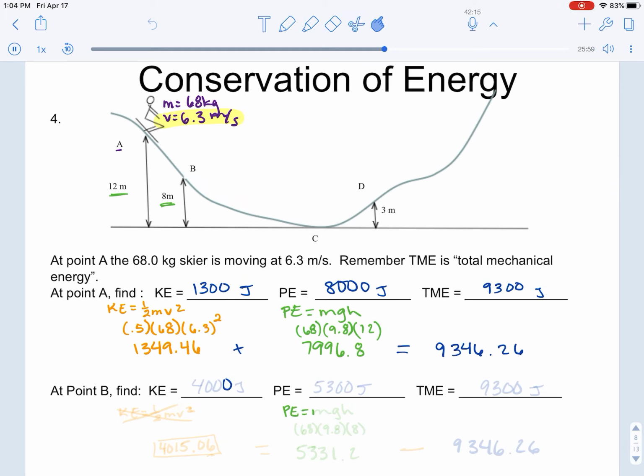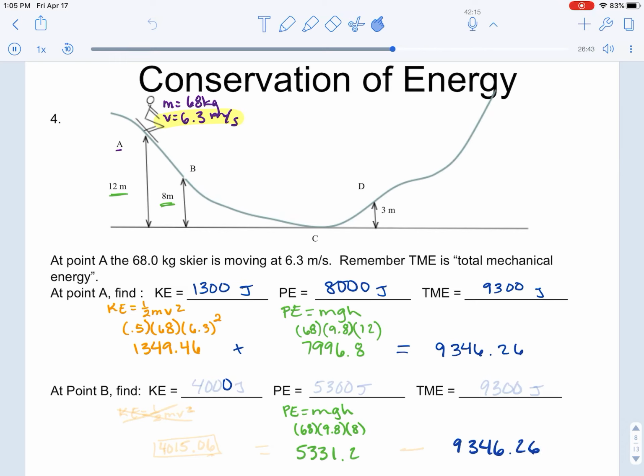So PE is the first thing that we're going to calculate. We're going to take our mass times gravity times our new height of 8 meters. Now, obviously, my skier lost height, so it's going to be a smaller amount of potential energy than what we started with. Conceptually, I hope that's easy for everybody to understand there. And so now, my skier only has 5,331.2 joules of potential energy. So the total amount does not change, guys. The total amount does not change.